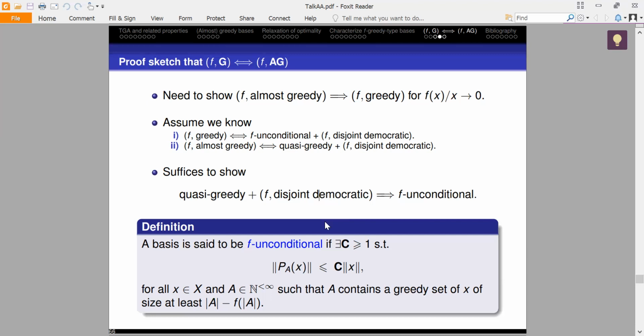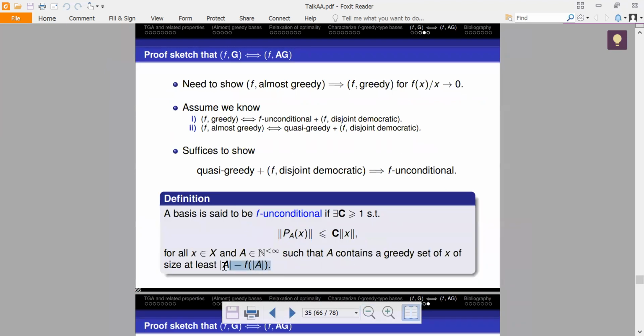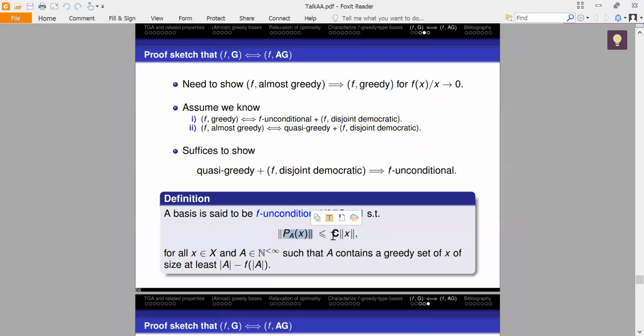And again, for your reference, I mentioned here the definition of F-unconditional. Again, if you project x onto a set A, such that A contains a greedy set of x of size at least |A| minus f(|A|), then the projection is bounded by x. Okay.